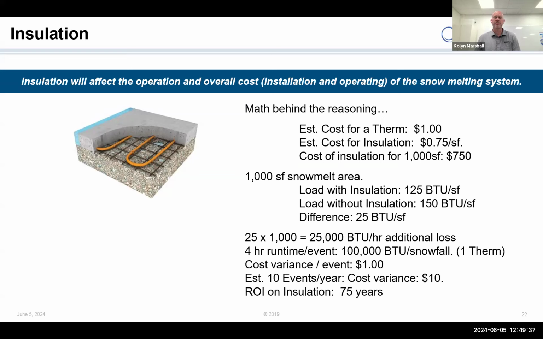But the cost in the insulation is way higher than that. So the return on that investment in this example is 75 years to pay for the insulation. So there's a lot of factors that go into whether I want to insulate or not. Some of it's performance, some of it's responsivity, some of it is BTU loading, a lot of things. No right answer. Just be aware of what the factors are so you can make a better choice.